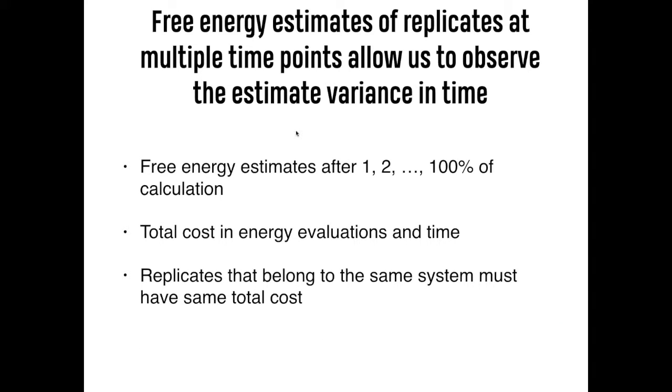At the end, we asked the participants to submit free energy estimates at regular intervals, from 1 up to 100%. Submit the total cost in energy evaluations and the total time. And with the requirement that replicates that belong to the same system, so all the five replicates for the cucurbituril guest, for example, need to have the same total cost in number of energy evaluations. This is because the idea was to be able to match different replicas at the same times to be able to compute confidence intervals on the estimates of the method.